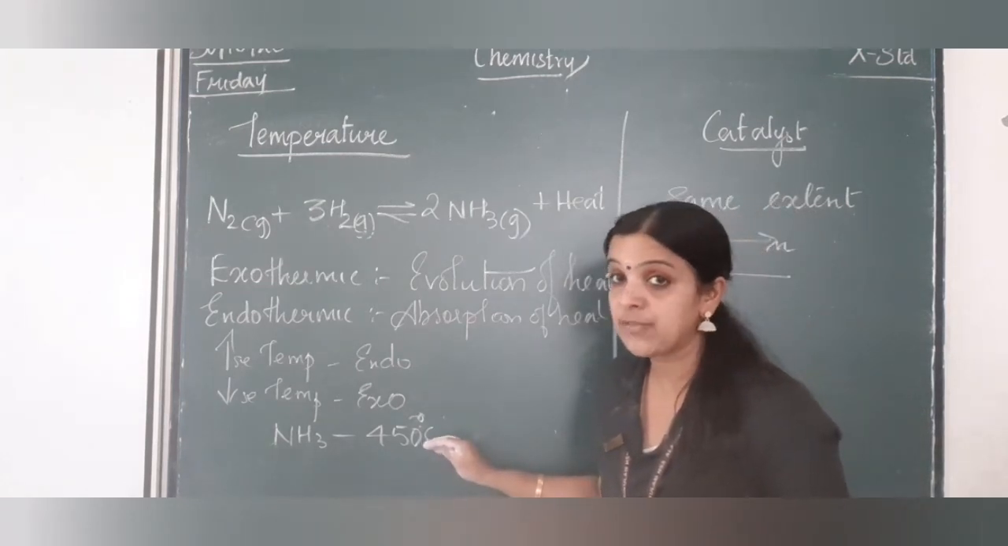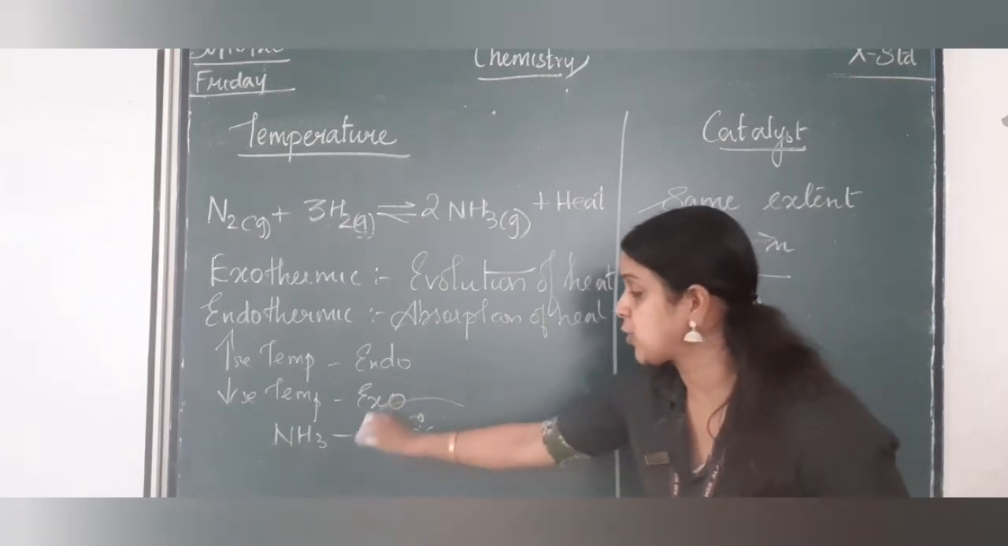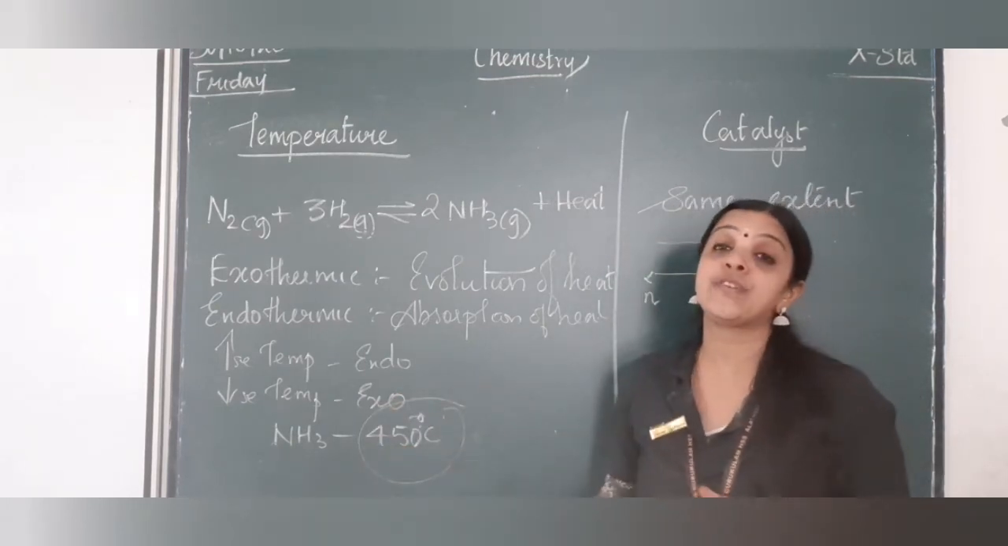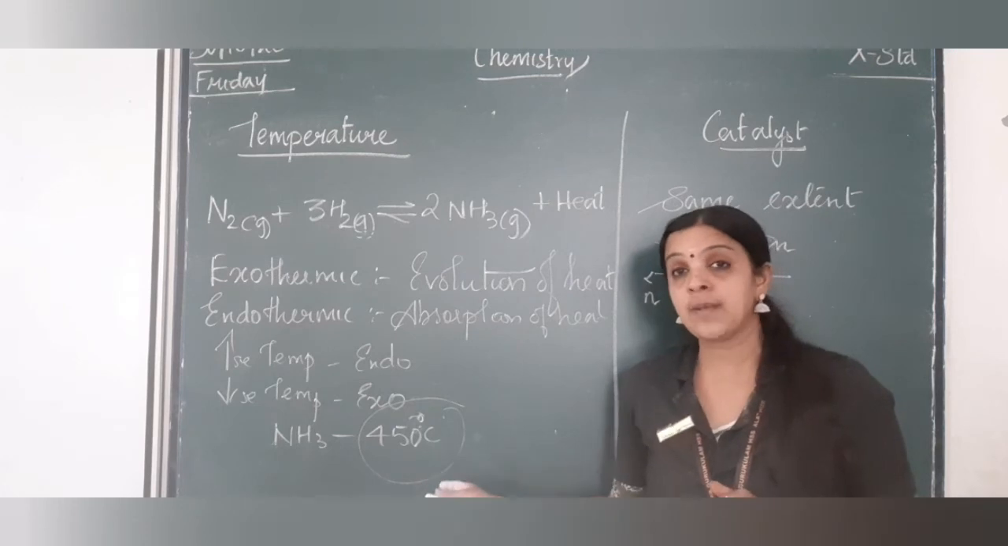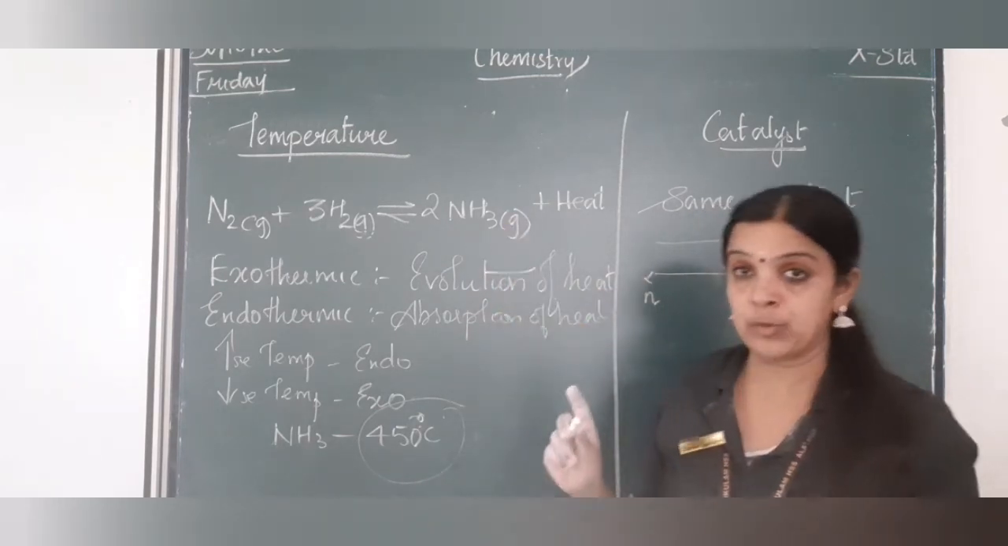And for the manufacture of ammonia, as I told you, high pressure is required. The temperature should be low, around 450 degrees Celsius. Low temperature and high pressure conditions are considered for the production of ammonia.